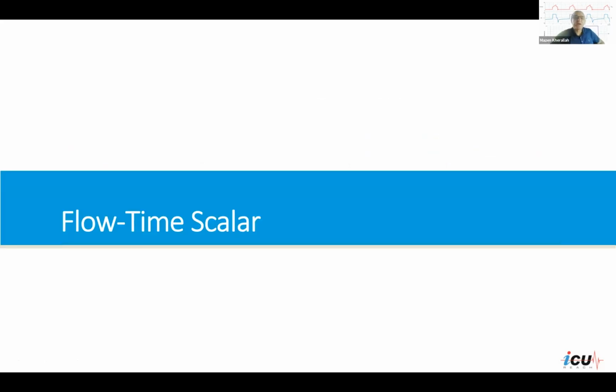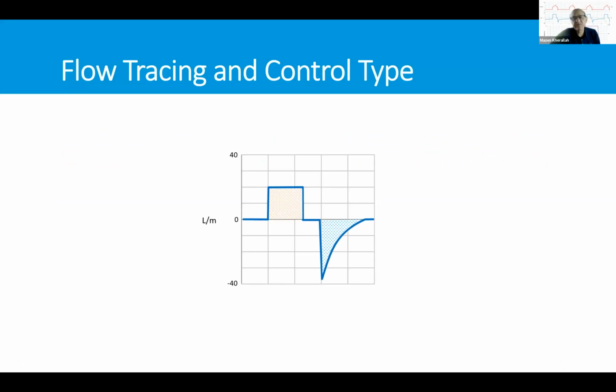Moving to the flow time scalar, we need to understand the flow time. This is again volume control. When you see a square wave like this, that means that we are controlling the flow. That means it's volume controlled. The initiation of the breath is at this point when the flow starts to go up. And the initiation of the expiration is at the point where the flow starts to go low, negative, or the other direction.